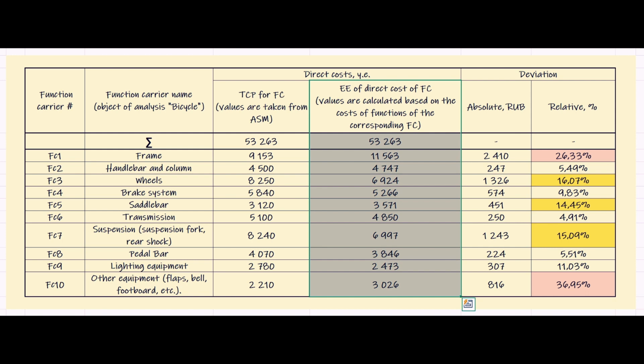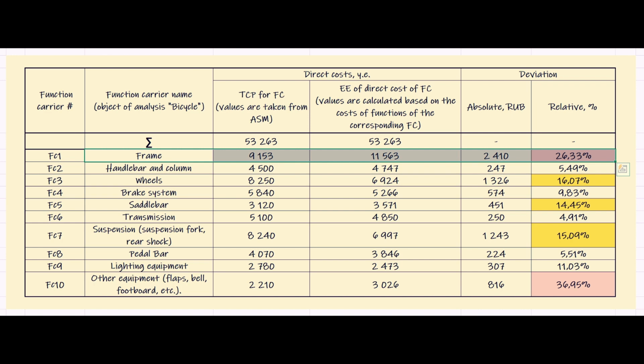The deviation in the frame is obviously due to the fact that this is the only component that the company produces independently. So, the supplier's margin is not included in the amount of direct cost for the frame, which is why direct costs for the frame are significantly lower than for other components that are purchased products. With regard to the other equipment function carrier, it is quite difficult to comment on the deviation due to the high degree of abstraction of consideration, i.e. since this abstract structural model doesn't provide a list of other equipment, it's impossible to give any comment.